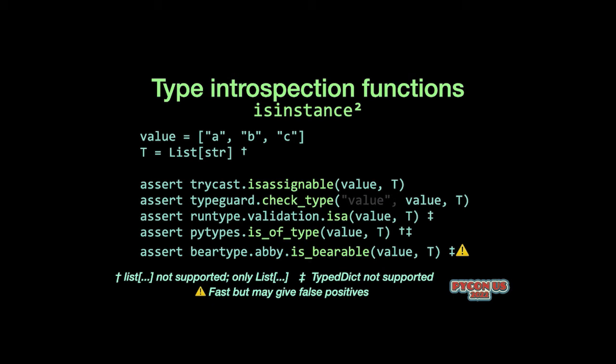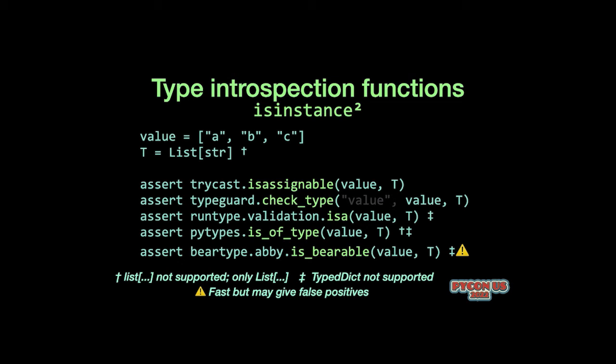For example, TriCast specializes in is_assignable, which is a version of isinstance, and a cast function. And let's see, TypeGuard has a check_type, but it generates an error message if it fails, so you have to give it something to put in that error message. Everything else uses pretty much the same signature. They do vary in whether they support, say, capital List versus lowercase list for generic lists, and they support typed dicts versus not. They do vary in whether they support other types of things. So these libraries are not all created equal in terms of all of the things that they support. And as mentioned, BearType is a probabilistic check as well, so you have to be a little careful with that under certain circumstances.